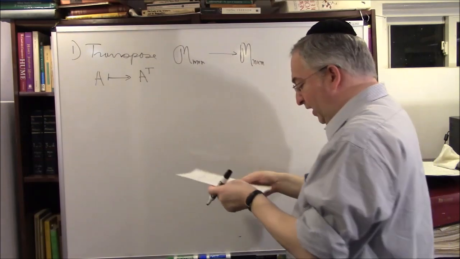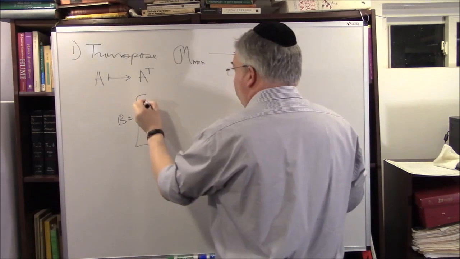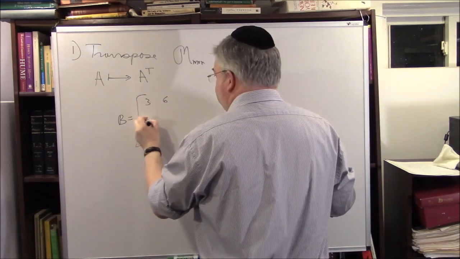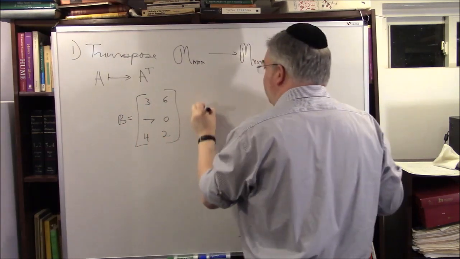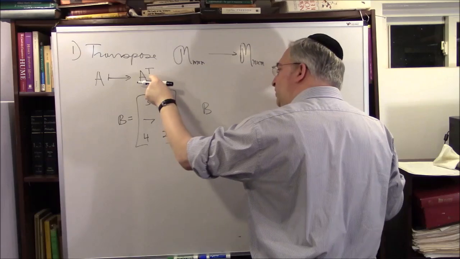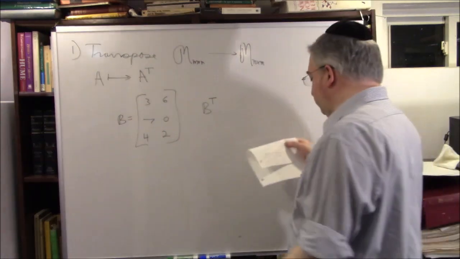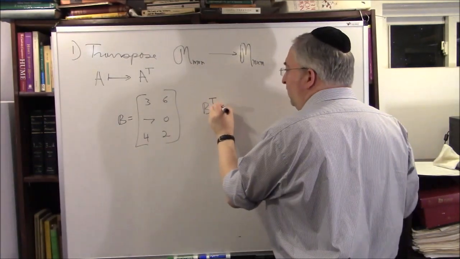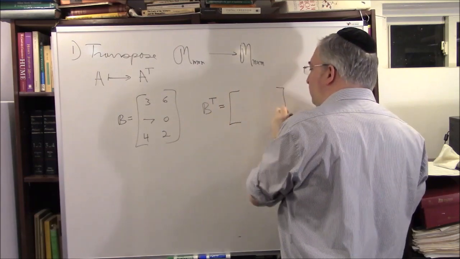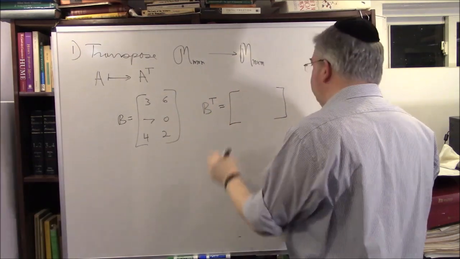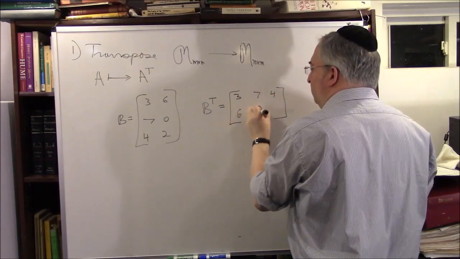Let me just show you how it works. If you have the matrix B, which is equal to 3, 6, 7, 0, 4, 2, then B with a capital T on top, T for the word transpose, is equal to, notice this is a 3 by 2 matrix, so you're going to have a 2 by 3 matrix, and the 2 by 3 matrix is 3, 7, 4, 6, 0, 2.